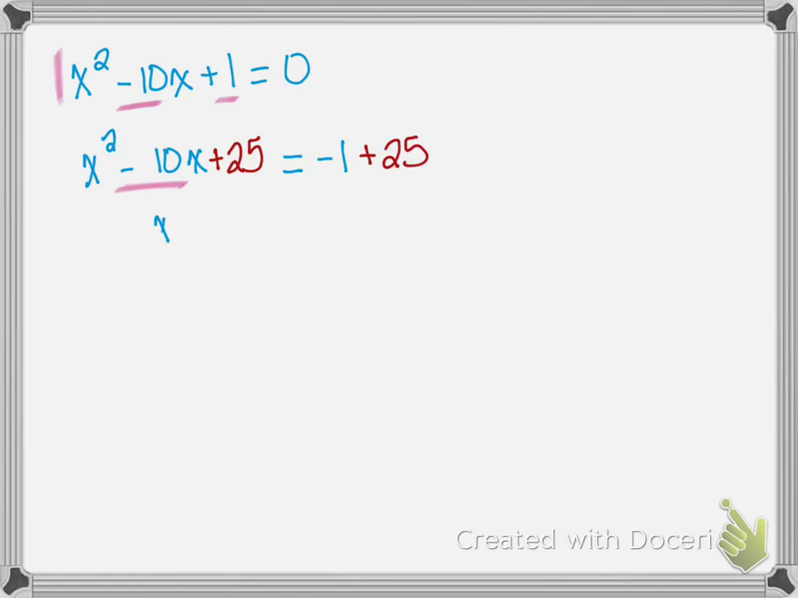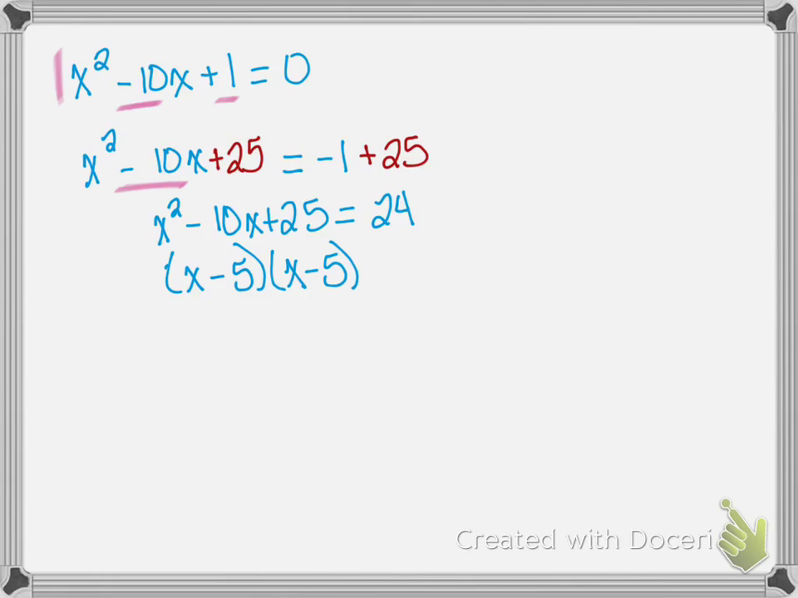So I have x squared minus 10x plus 25. That's what I'm going to factor. And by design, it factors nicely. If it doesn't factor nicely, then we messed up. Okay? This factors to x minus 5 times x minus 5, because negative 5 plus negative 5 gives me negative 10. Negative 5 times negative 5 gives me 25.